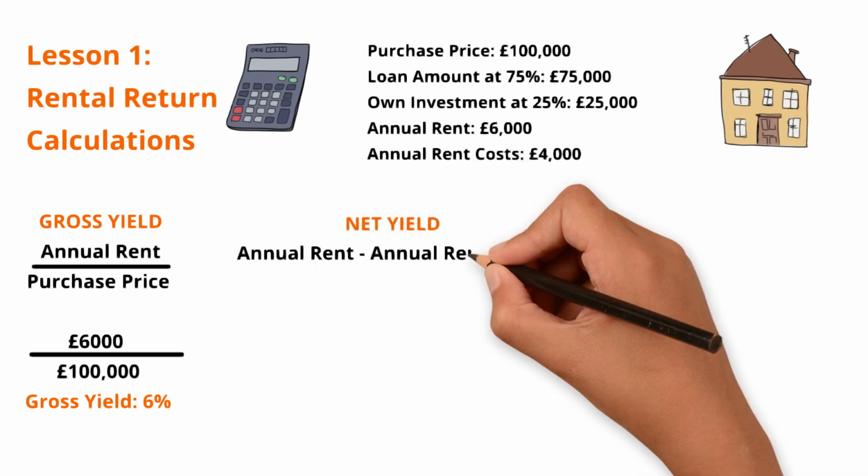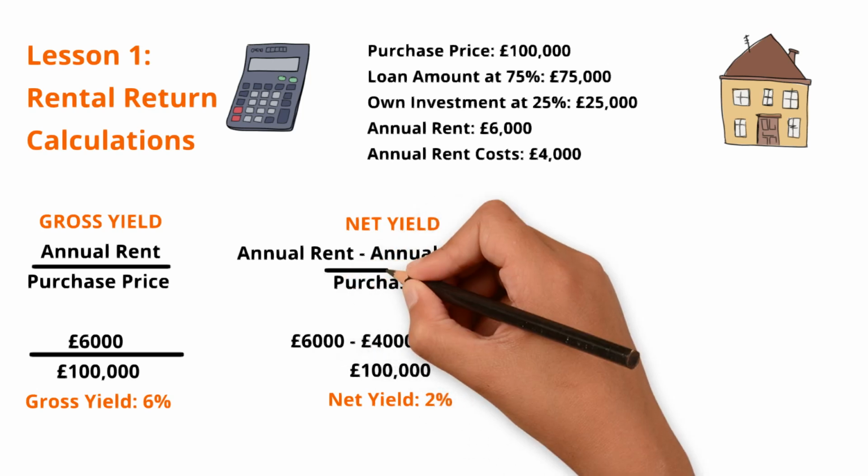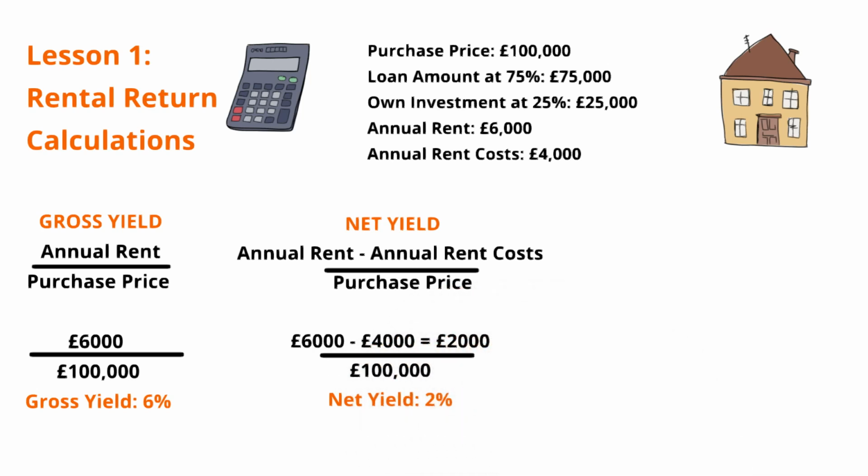Net yield, for example, is more realistic. That would be annual rent minus your annual rental costs, divided by your purchase price. So £6,000 minus £4,000, you're left with £2,000, and you divide that by £100,000, which is your purchase price again. It gives you a net yield of 2%. So you can see the difference between the gross and the net. It's a big difference to what people do advertise. So it just helps you understand what sort of benchmark you want to be aiming for.